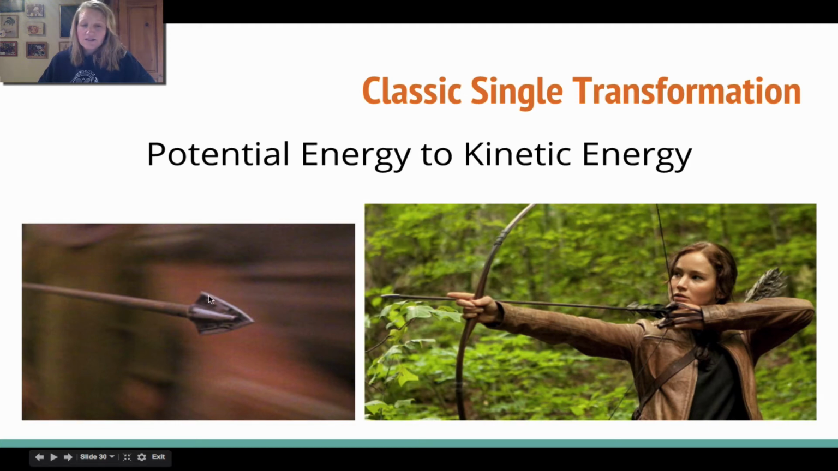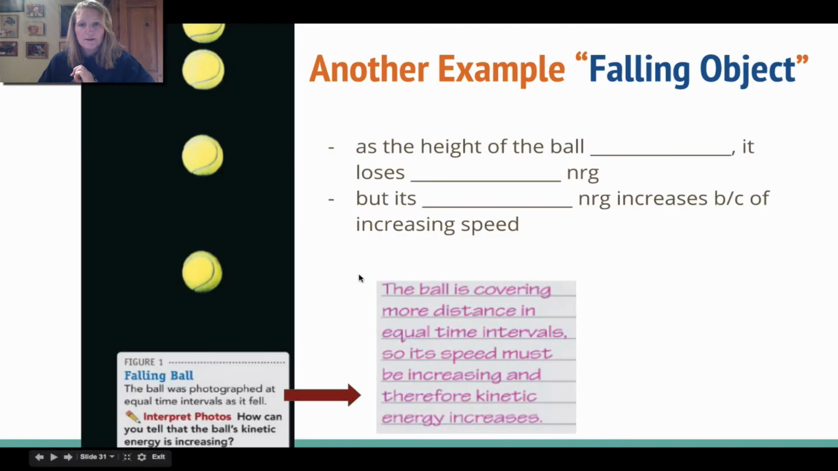And I'm sorry that this arrow is not facing the other way. I tried to figure out a way to flip it and I couldn't. So sorry, it looks like it's going in the wrong direction. Okay, so that's an example of potential energy turning into kinetic energy. There are a couple other examples that I want to go through that our book talks about.